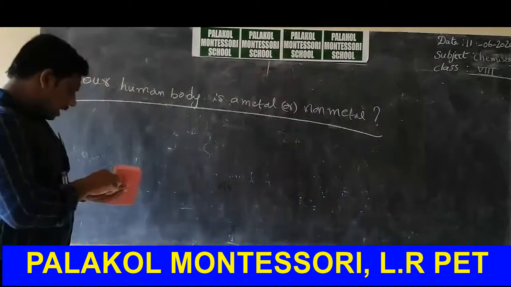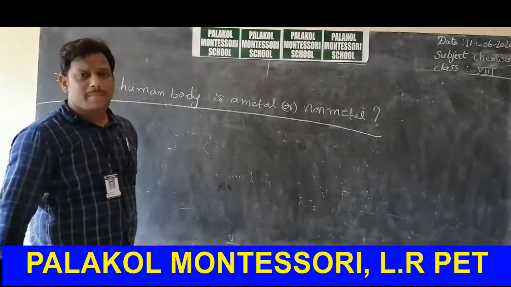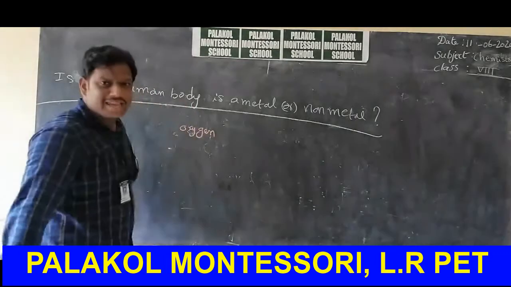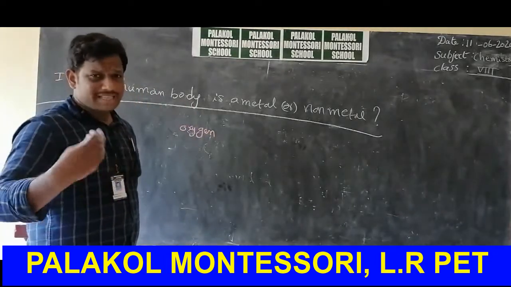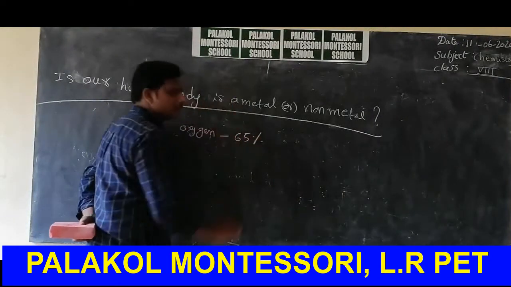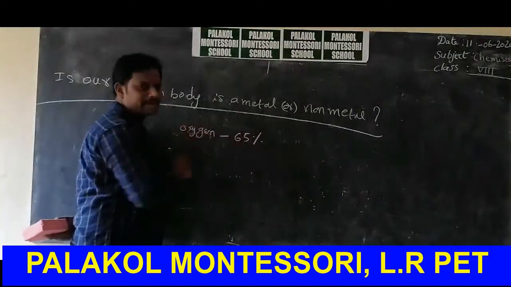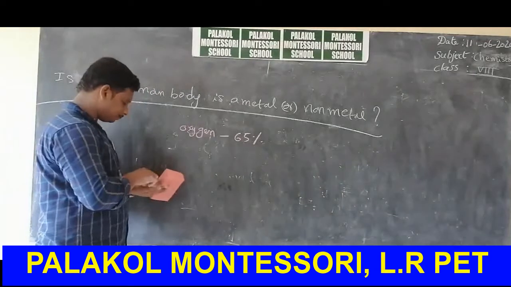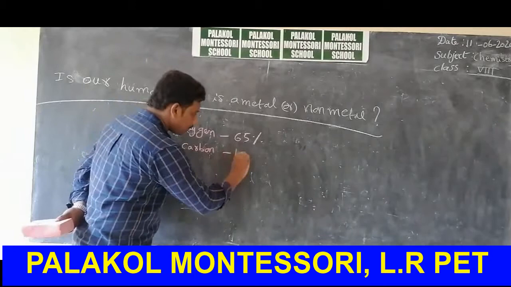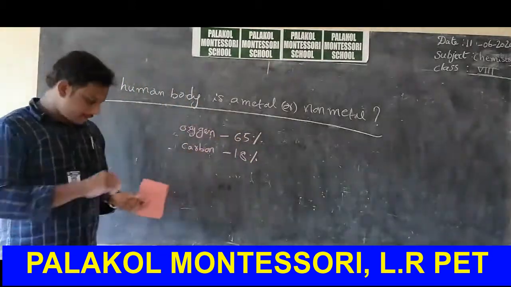Let me discuss. In our human body, the element present in the highest mass, that means in the highest amount, is oxygen, about 65%. If you take it as 100%, only oxygen occupies 65%. Second one, carbon. It is having 18%. Oxygen 65%, carbon 18%.